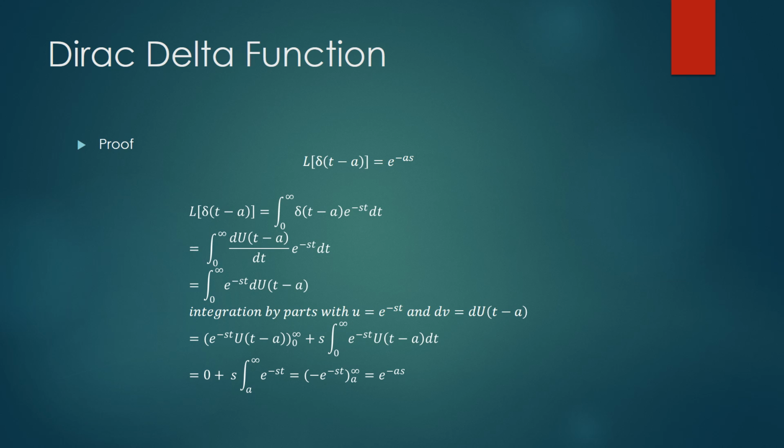When we take the integral of the right term, we change the limit. Since it's u(t minus a), we change the limit from 0 to infinity to from a to infinity, so it becomes s times the integral from a to infinity of e to the power of negative st, and it becomes negative e to the negative st from a to infinity. When we plug in the limit, it becomes e to the power of negative as.